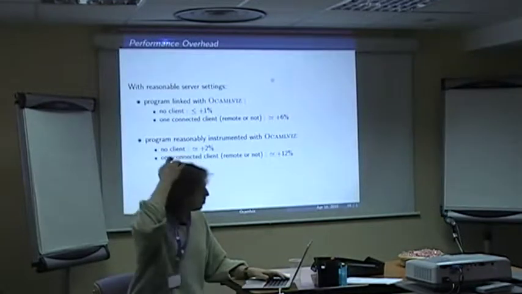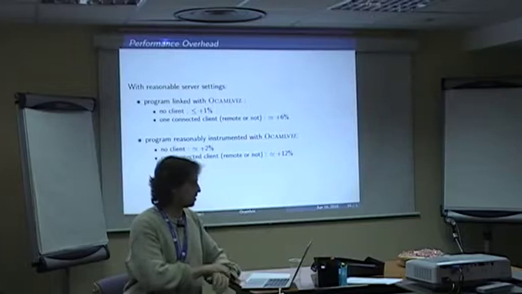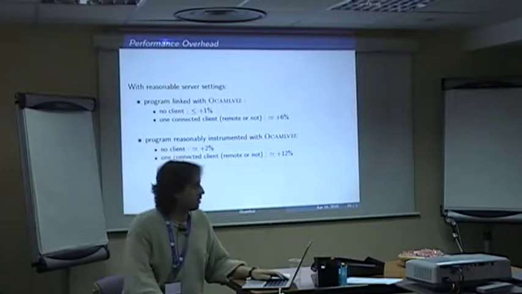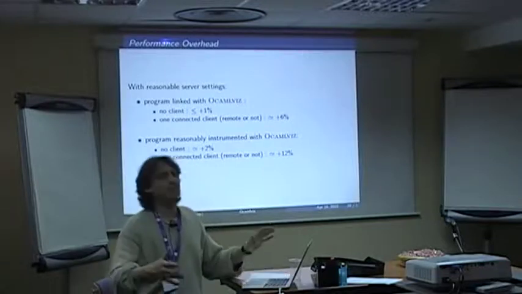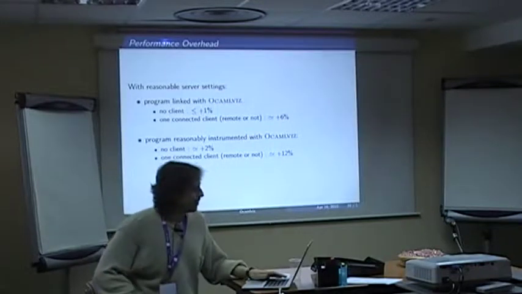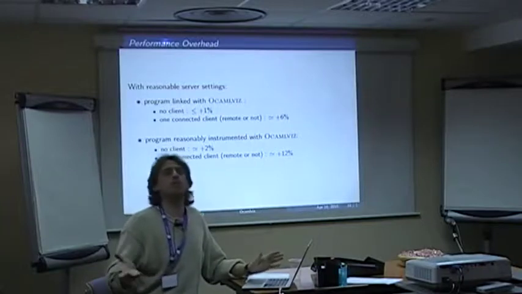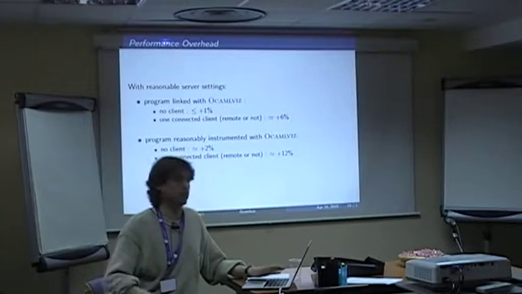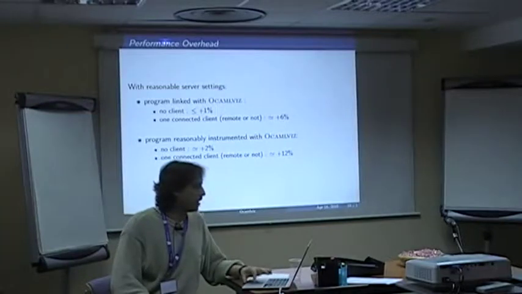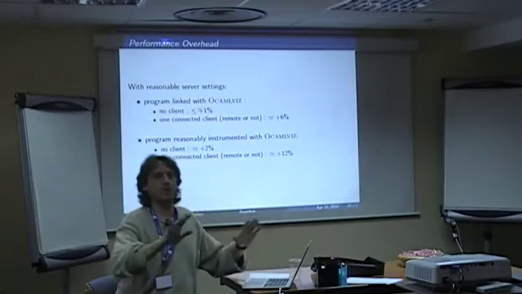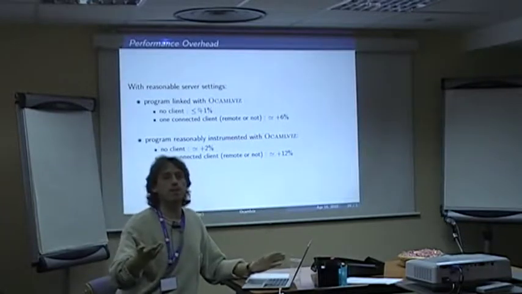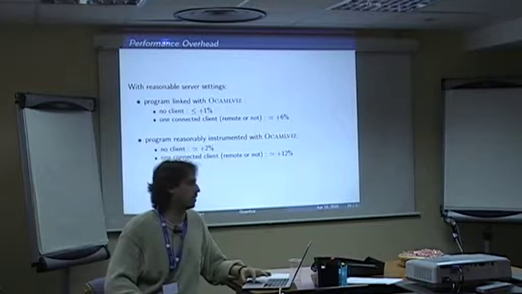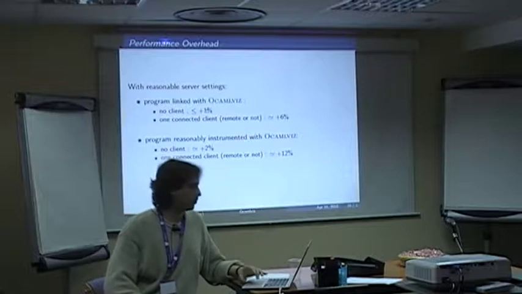Okay, so just a few words about the performance overhead. With reasonable server settings. So what does that mean? First of all, when you are just linking your program with Ocamlviz, what you get for free, as I said, is the GC activity. So suppose you have no client for the moment, you're just linking your program and running it. That's it. So that's just 1% overhead, less than 1%.